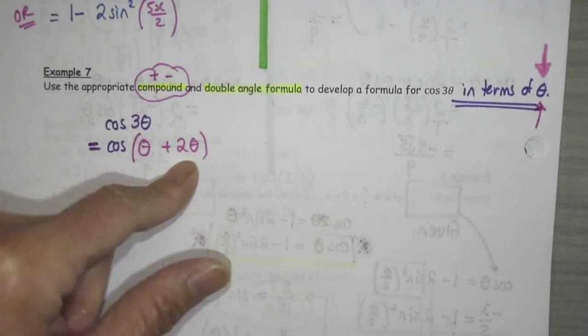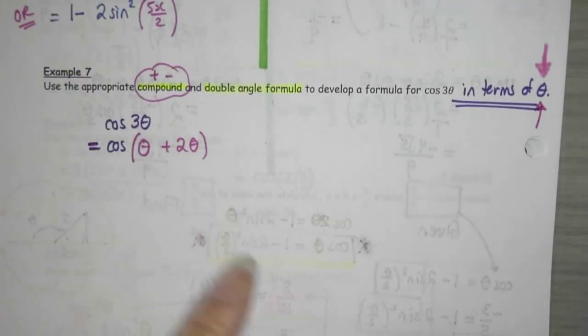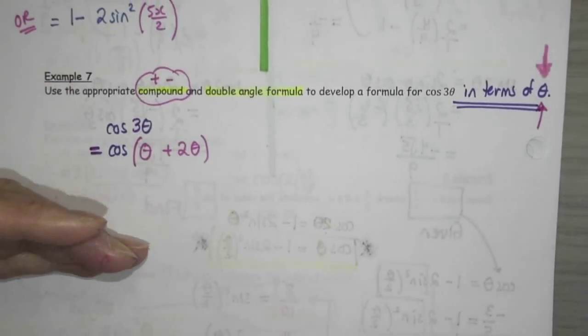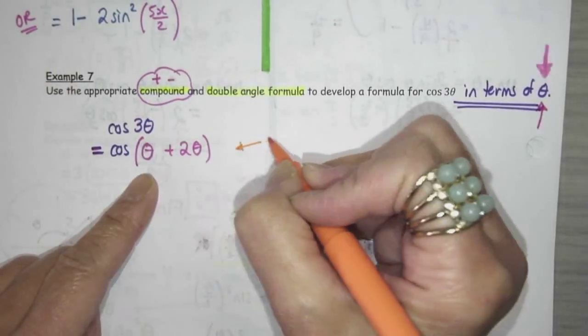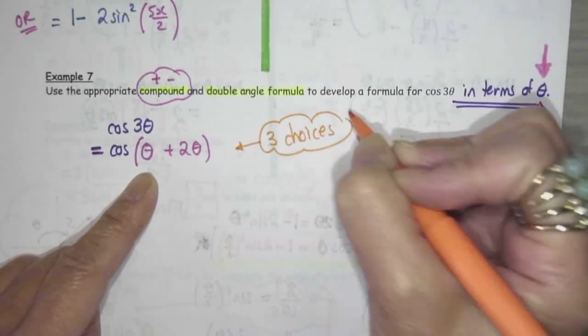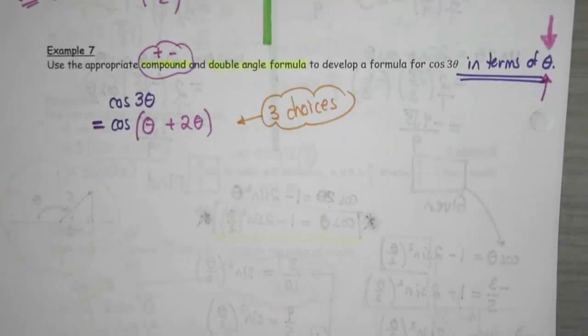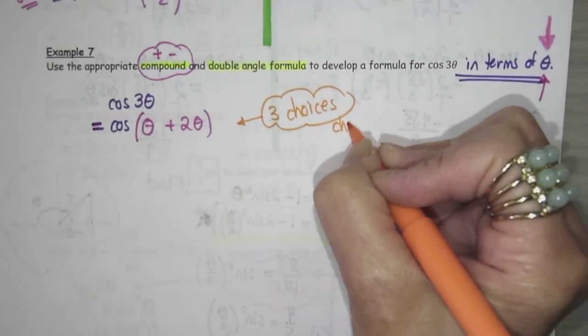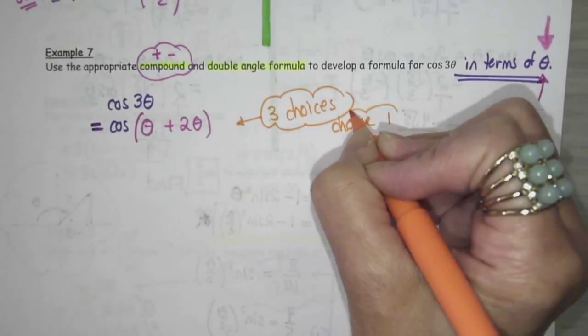Then I'll break down the 2 theta one more time afterwards, right? But then how do I break this down? I have 3 choices. So not fun marking this, because when I mark it, I have 3 sets of answers that I can look for. So this here, I have 3 choices. I'm not going to do all 3 this time, so choose one.